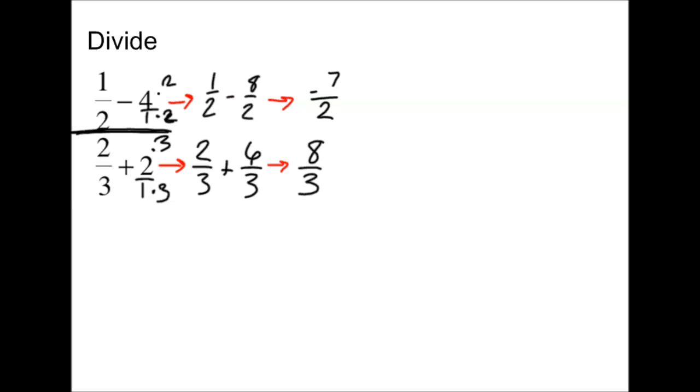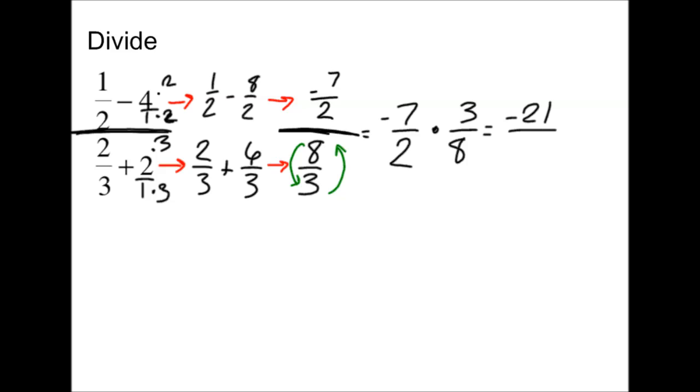So I still have this big problem to do that I had in the very beginning. But now I have a single fraction on top and a single fraction on bottom. So at this point, it's time to do that flip and multiply. So negative 7 over 2 times the reciprocal of the denominator, 3 over 8. Multiply straight across, and I get negative 21 over 16. That can't be reduced anymore.